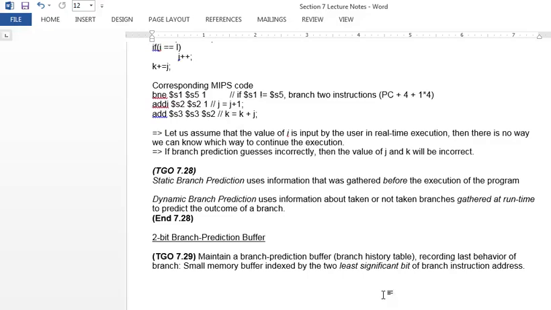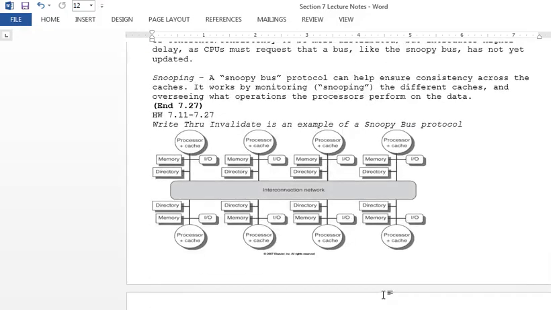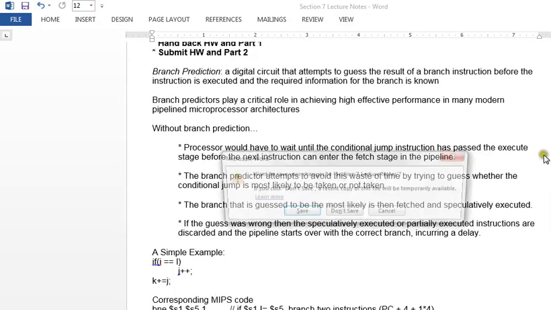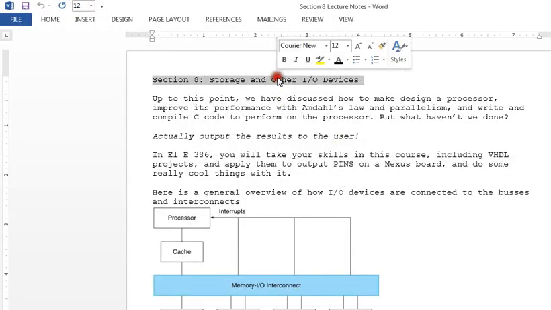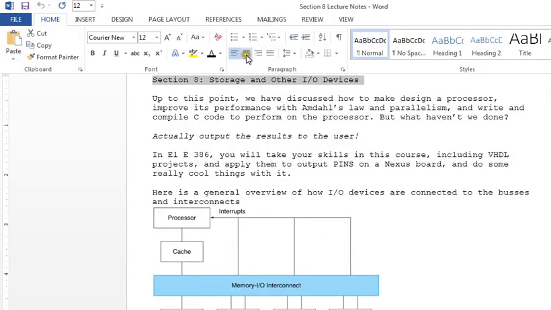So we started at 7.27, right? 7.28, yeah.